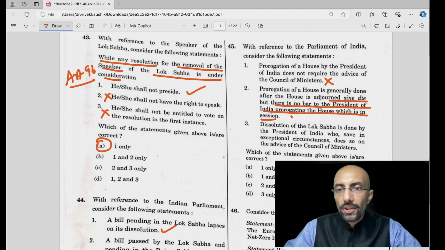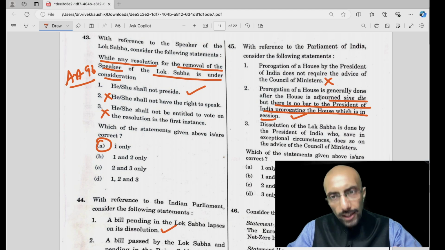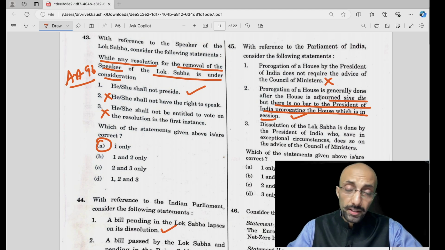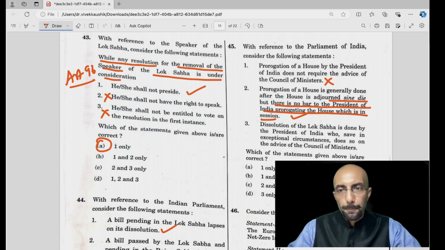Yes, absolutely correct. Generally when presiding officers adjourn the House sine die, the session is over. Thereafter, the same day or maybe next day morning, the President will prorogue the session. But even without adjournment sine die, the President can prorogue the session of the House.